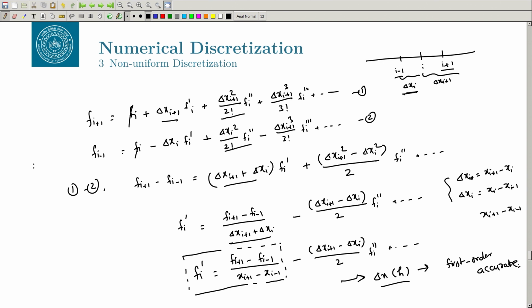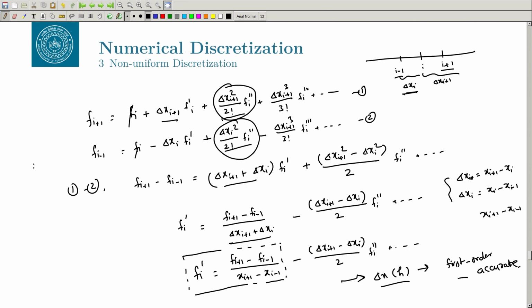So, despite using a 3-point stencil and the two-sided formulation, we got a scheme which is first order accurate. Because of the non-uniform mesh, these terms do not cancel out, and that is why your order of accuracy goes down. This is a very common thing you will be hearing: when you use a non-uniform mesh, your order of accuracy goes down compared to when you use a uniform mesh.